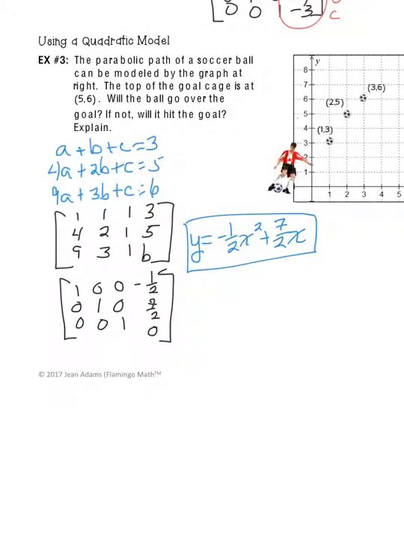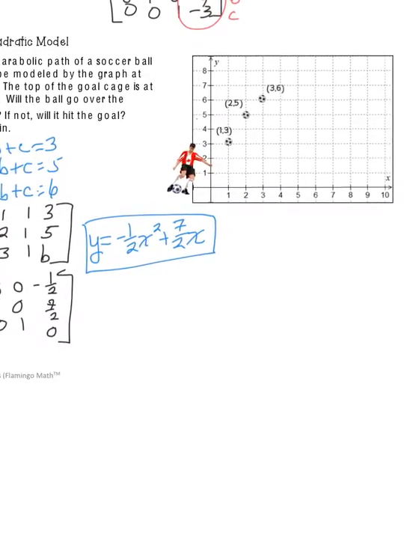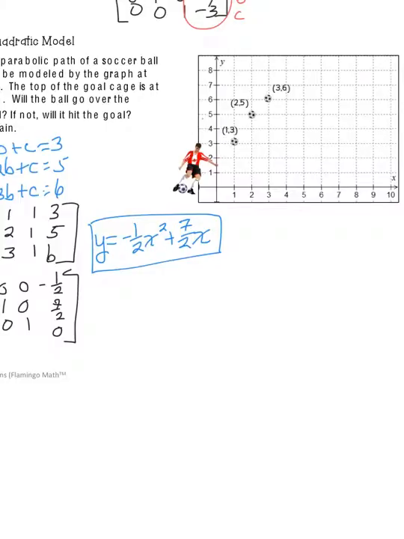Now, the next question says, and the other part of the question here, the top of the goal cage is at 5, 6. So we're going to go ahead and put the top of the goal cage at 5, 6. I'm going to move this over, and so here's 5, and then here's 6. So I'm going to plot a point at 5, 6 right here. So that's the top of the cage. So the top of the cage must be something like this, 5, 6.